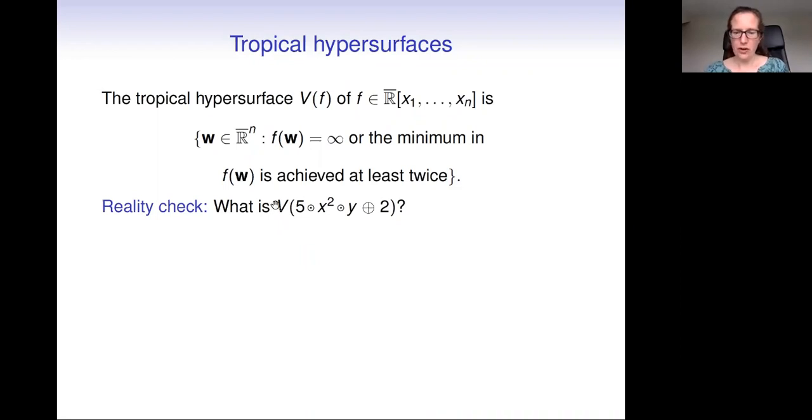Okay, so hopefully people have had time during this to start to try and draw what is the variety of 5x squared y plus 2.